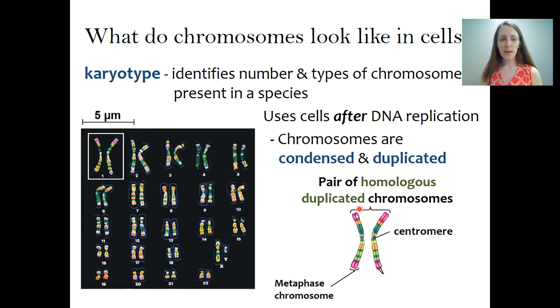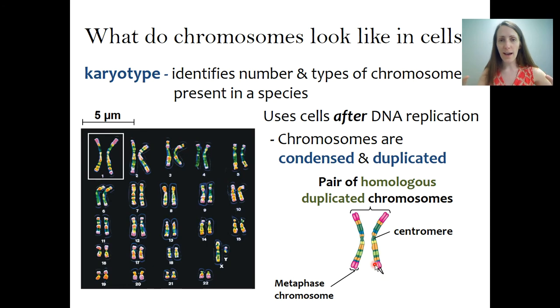Okay, so we've got these 2 X's, right? Each one is a duplicated chromosome. If this was before DNA replication, then the cell would just have one of these and one of these, and they would be uncoiled, and that would be 2 chromosomes. Here, we've got 2 duplicated chromosomes.